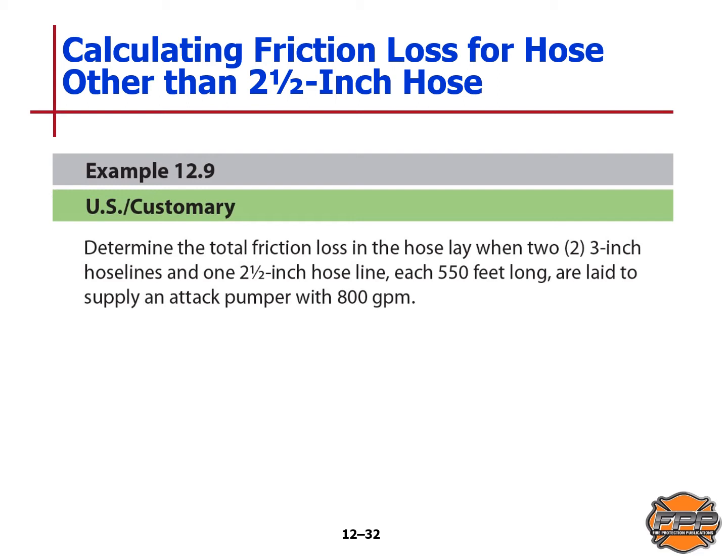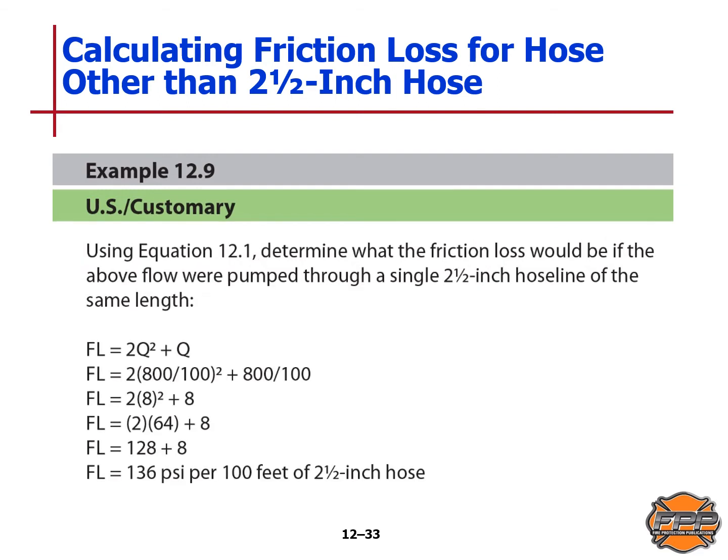Now let's look at example 12.9 from the book. Determine the total friction loss in the hose lay when two 3-inch hose lines and one 2.5-inch hose line, each 550 feet long, are laid to supply an attack pumper with 800 gallons per minute. Using equation 12.1, determine what the friction loss would be if the above flow were pumped through a single 2.5-inch hose line of the same length.